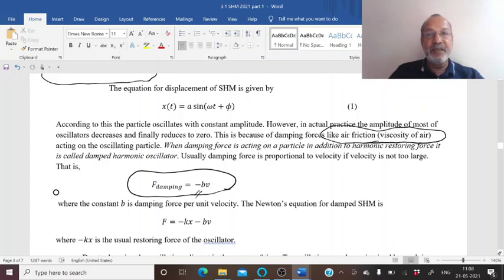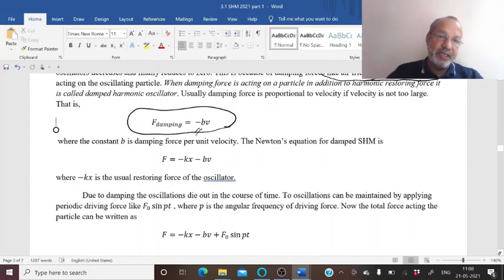We know that the frictional force due to viscous force on a sphere is 6 pi eta A V, where eta is the coefficient of viscosity and A is the radius of the sphere. So in addition to the minus kx force of a harmonic oscillator, we have an additional force, minus bV, also acting. That is the frictional force or damping force, which reduces the amplitude of oscillation.